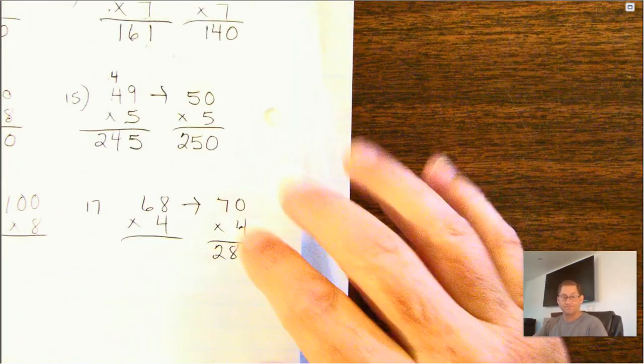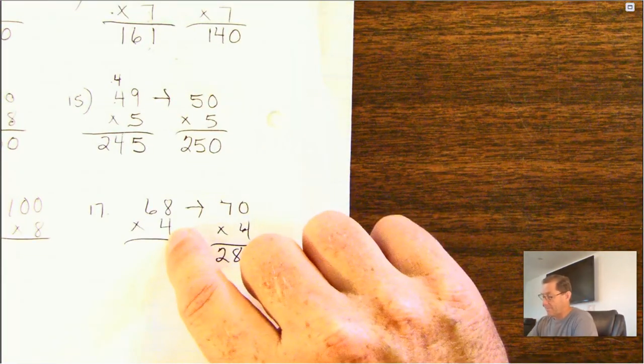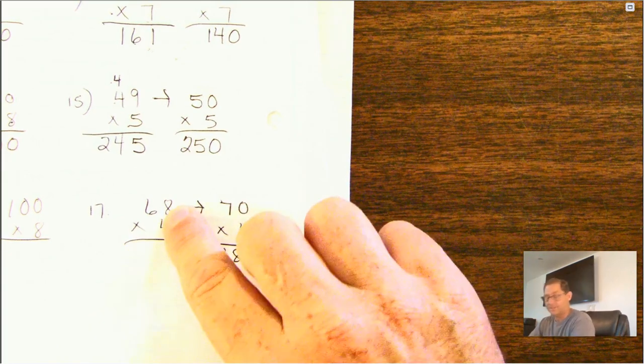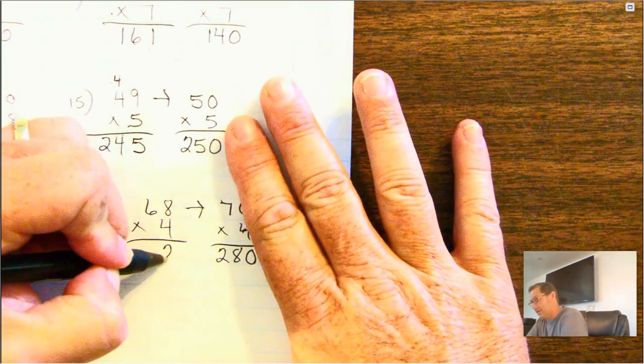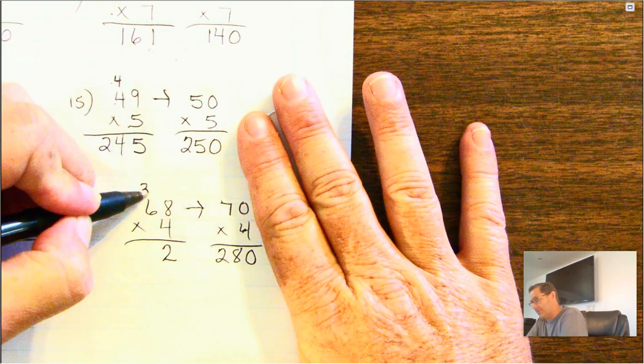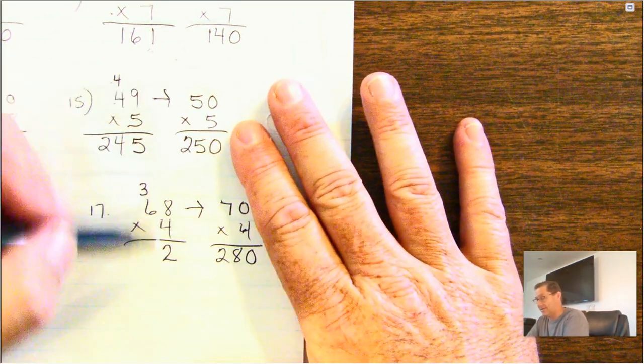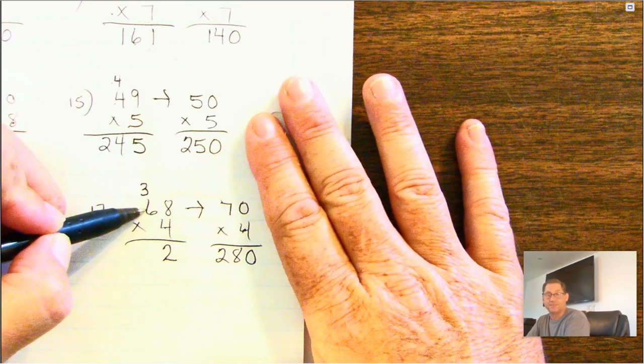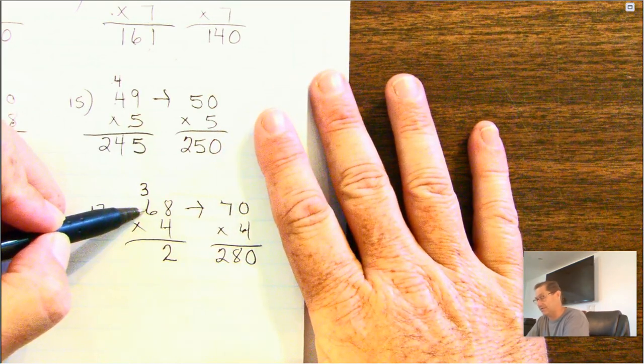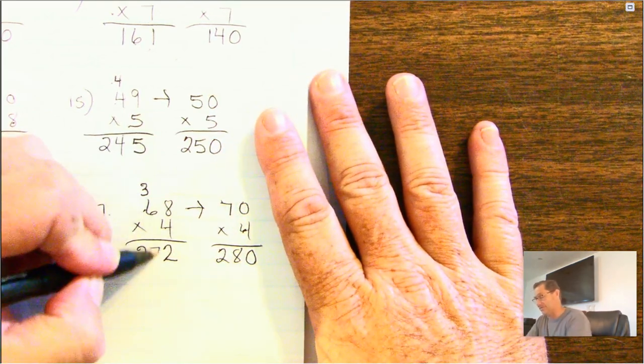Step 1, to multiply this, 4 sets of 8 ones is 32 ones. We'll regroup the 30 of those 32 ones as 3 tens and 2 ones. 4 times 6 is 24 tens, plus the 3 regrouped tens, 272.